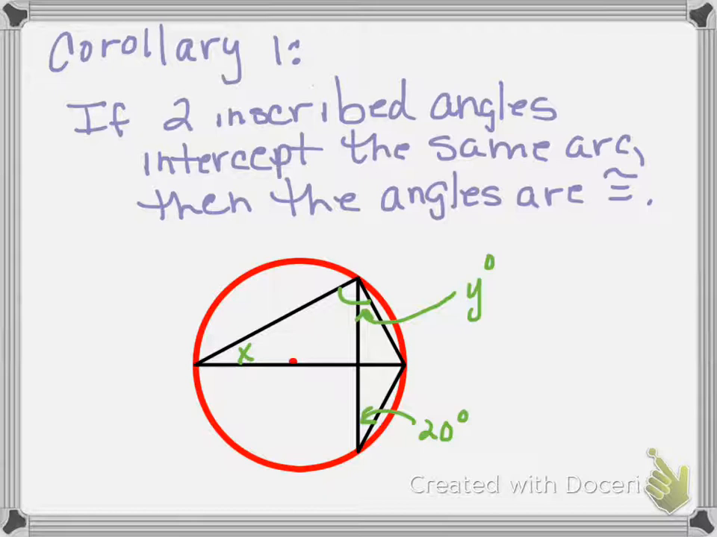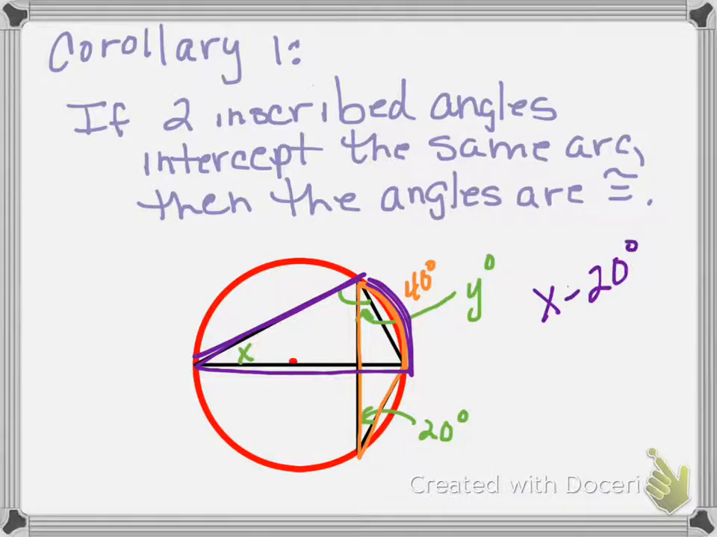First corollary, we've got a couple of corollaries coming up. The first one says that if two inscribed angles intercept the same arc, then the angles are congruent. So let's see what they're talking about. I see this angle. I know that it's 20. It intercepts this arc. So that means that arc must be 40. And I also see that I have this angle right here that intercepts the same arc. So that means that x must be 20 degrees.